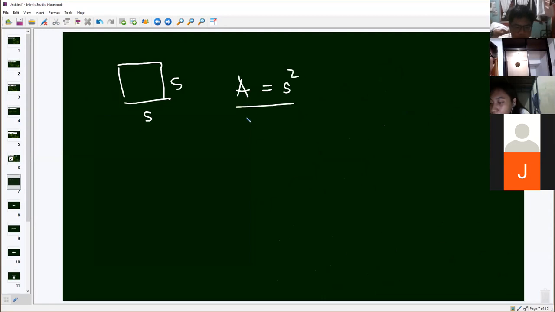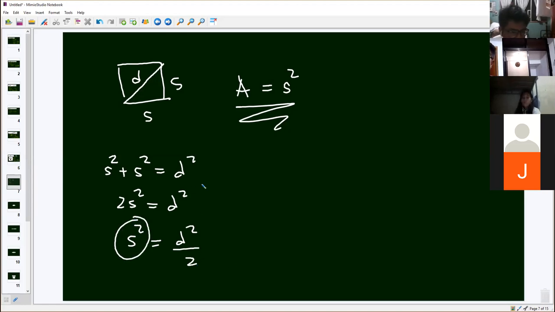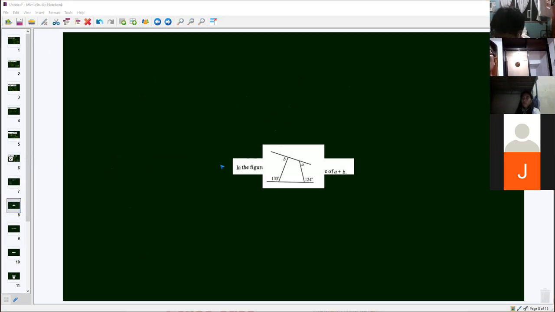Very familiar. Now, if you have a diagonal, D, and you apply the Pythagorean theorem, you have S squared plus S squared is D squared. Right? So you have 2S squared is D squared. Solving for S squared, you get D squared over 2. Now you know that S squared is the area, so it's also the area. So it's another formula, diagonal squared over 2 for the square, okay? That's it. Next problem, another geometry problem.